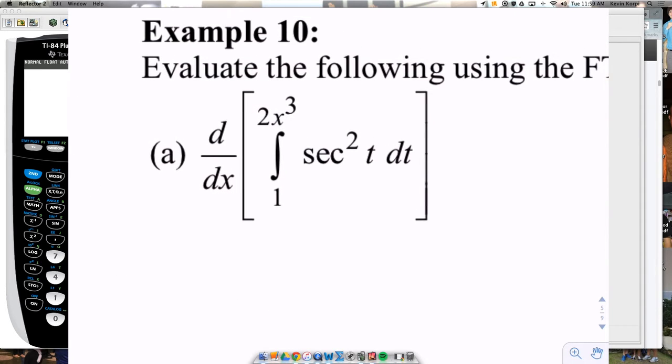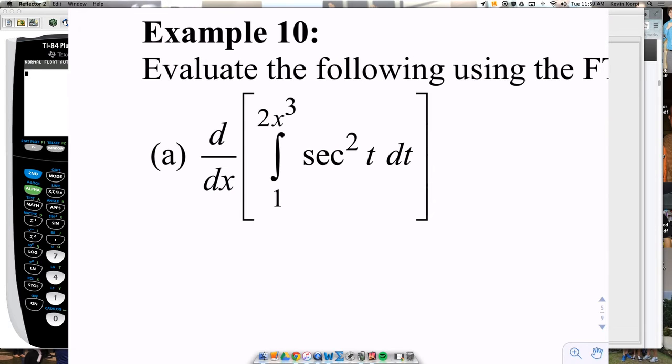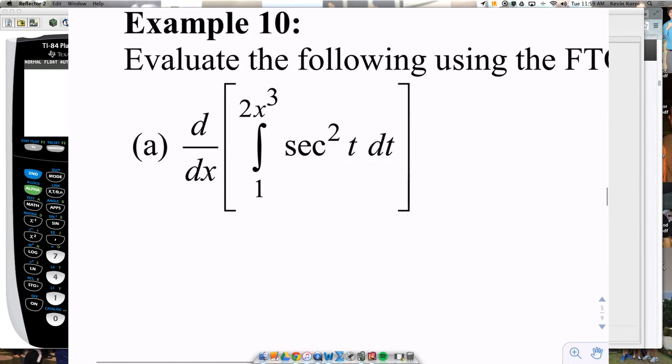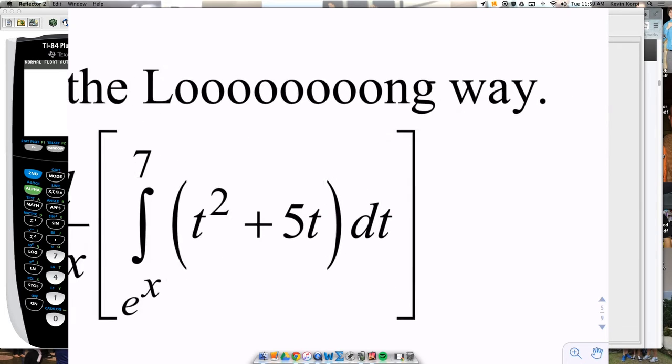But look at example 10. Example 10. Evaluate the following using the FTOC2. And then it says to verify by doing it the long way.